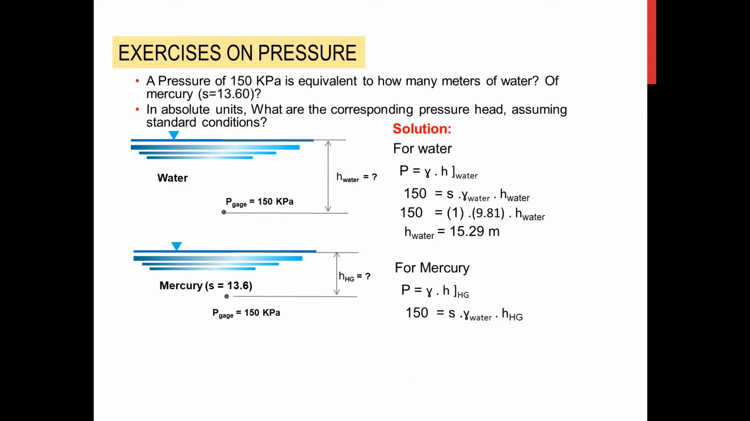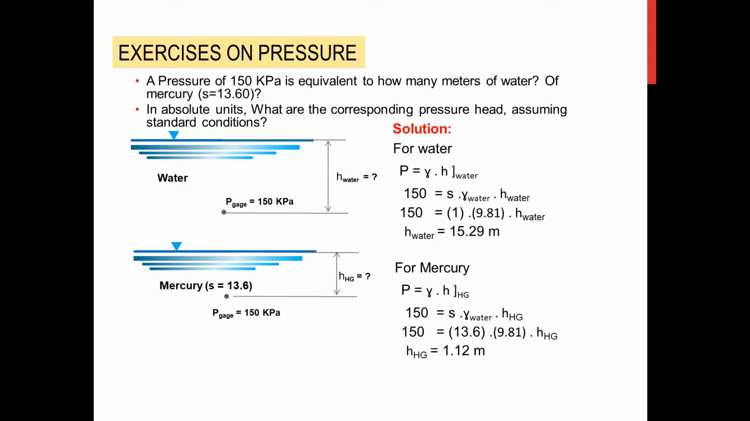We substitute the value of the required pressure, 150, and equate it to the specific gravity of mercury times gamma of water times the head of the mercury. Substituting the given S and gamma of water together with the pressure, we can now compute for the head of the mercury. So the head of the mercury is equal to 1.12 meters.